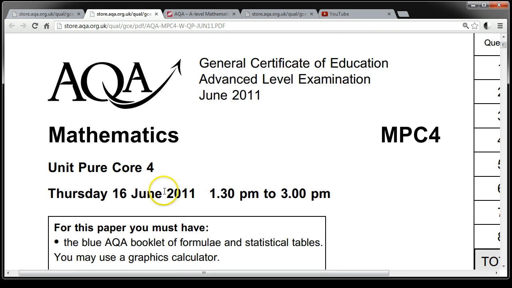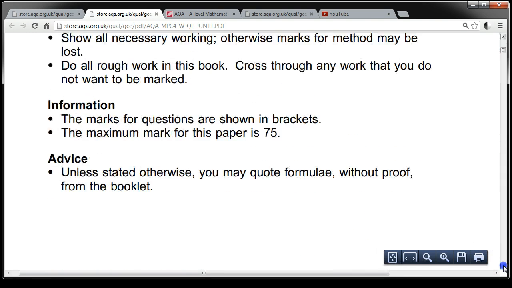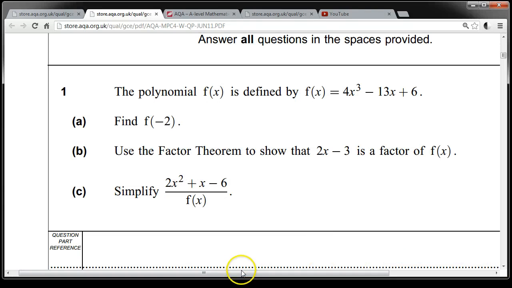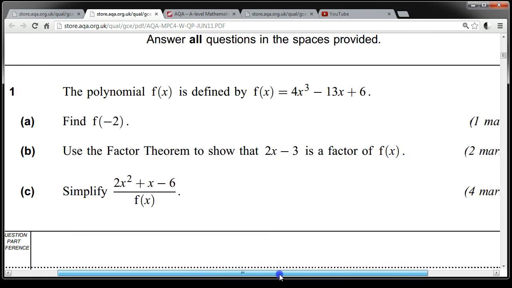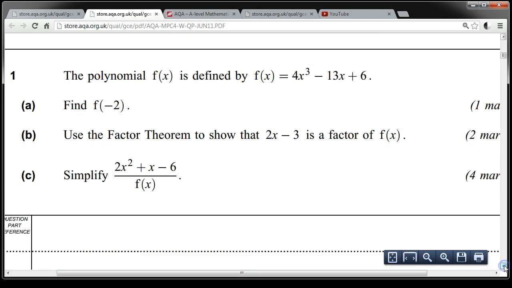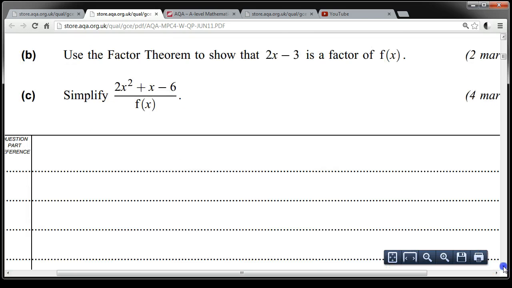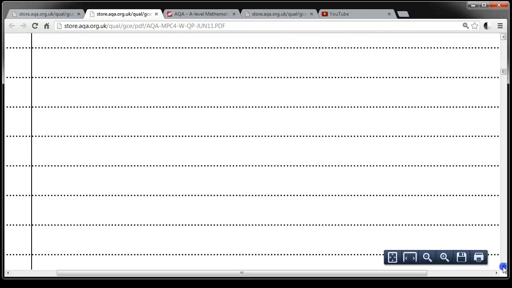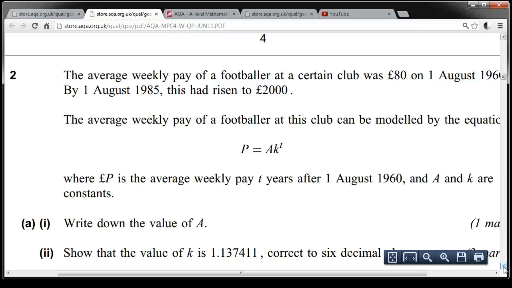This is the June 2011 C4 paper for the AQA examination board. So let's just flick through the questions, see if there's any nasty ones or any good user-friendly ones here. So this is the first question then. Polynomial, input of value, factor theorem, and division of polynomials and such things. That's a nice, easy question to start with. Question 1 gets you off to a good start if you chose to do that one.